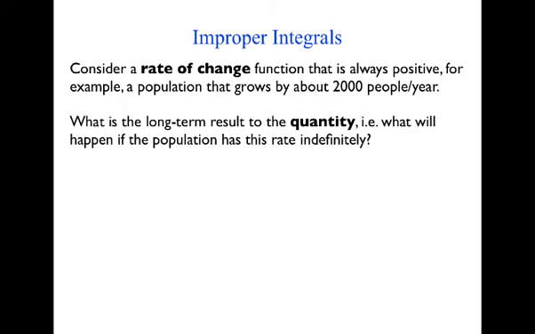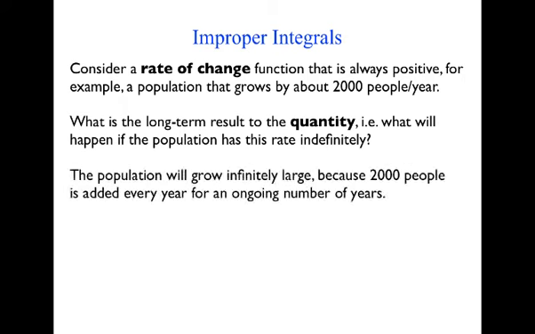Every year, the change in people is 2,000 for each unit change in time. Right. Okay. So given a change every year that goes by, 2,000 more people in the population. If you let time go by indefinitely, it's just going to keep growing by 2,000 every year, right? So the population will grow infinitely large because 2,000 is added every year for an ongoing number of years. So there will be no limit to how big the population gets.